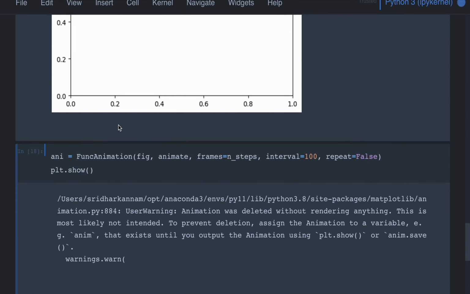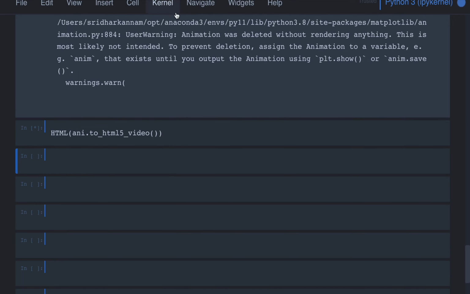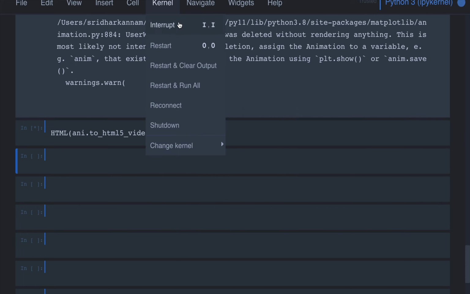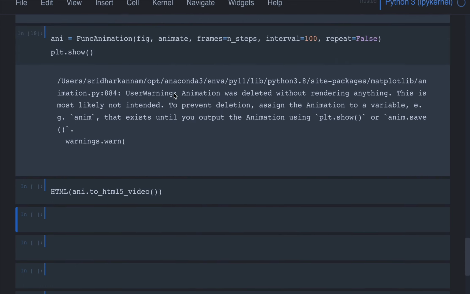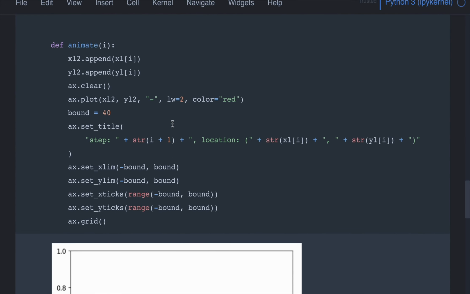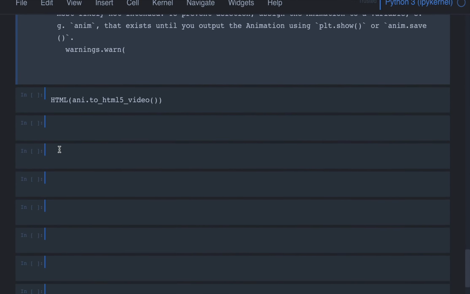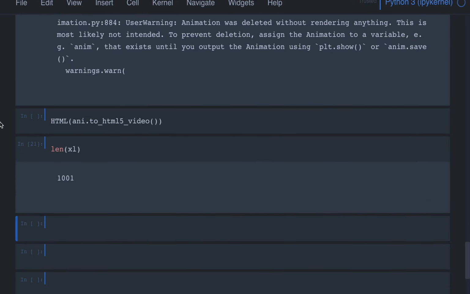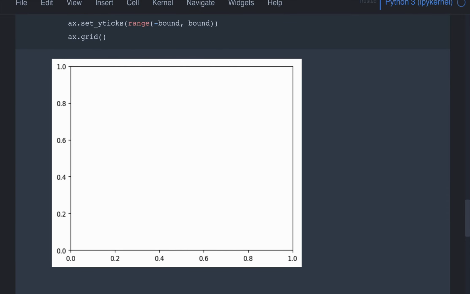All right, let me do one thing. Why is it taking this long? Maybe let me interrupt. Okay, let me reduce the interval. So this time it should be faster. Let me just make sure the length of X. Okay, we have 1000 steps. That looks okay. We did this.